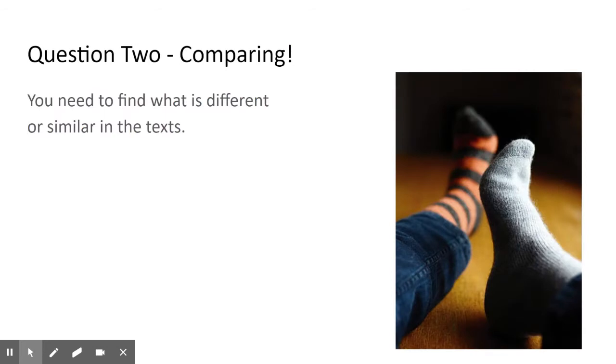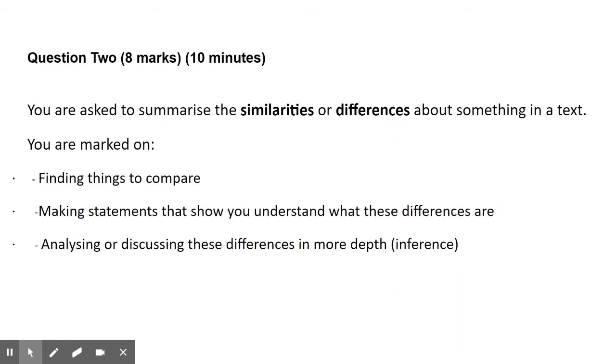So question 2, as you will remember, is about comparing. You might be asked to find what's different or what's similar in the text. Don't get too hung up on whether it's similar or different. It's the comparing that is the important thing. So it is worth 8 marks. So you need to take about 8 to 10 minutes to do this.